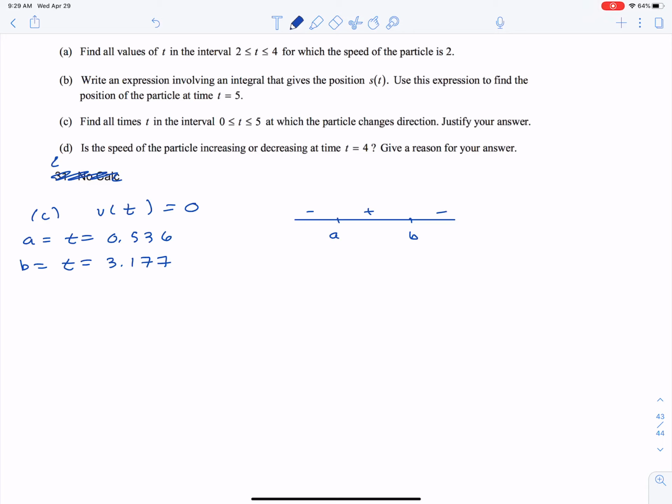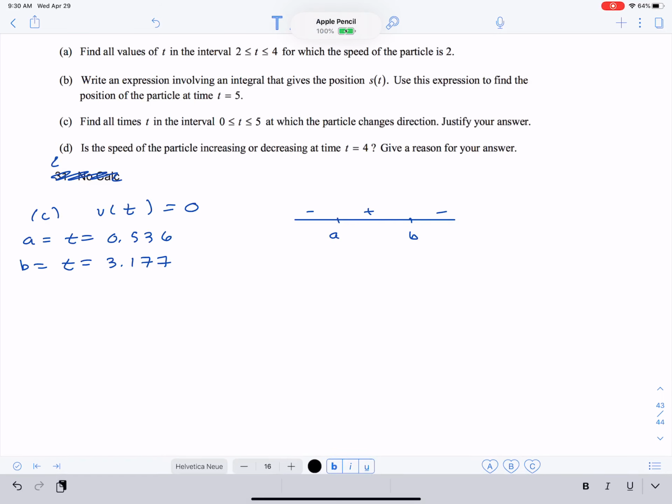So what do I notice? I know that at the points A and B, the sign is changing direction. So there are 2 times from time 0 to 5 where the particle changes direction. So let's write our justification out here, because again, sign chart's not going to work.